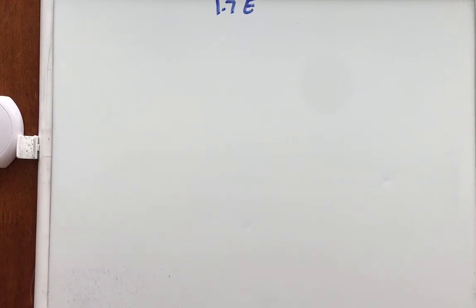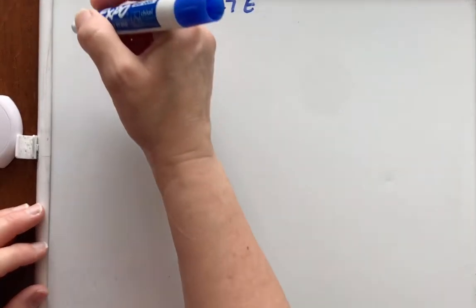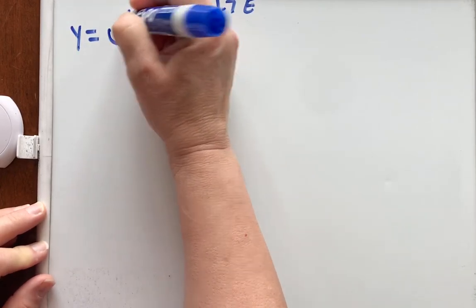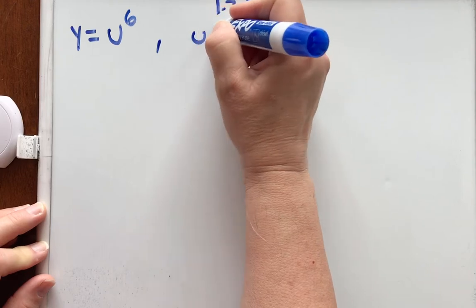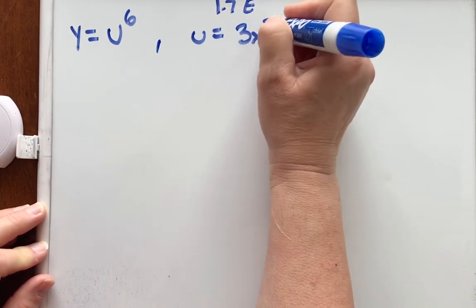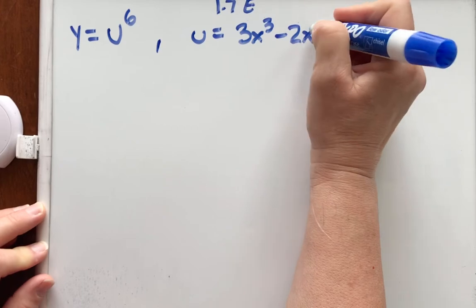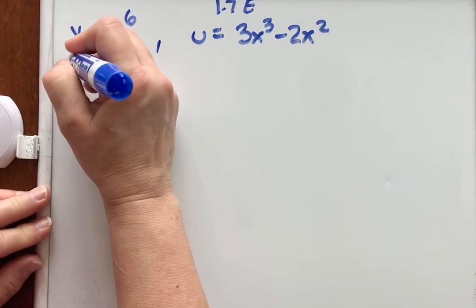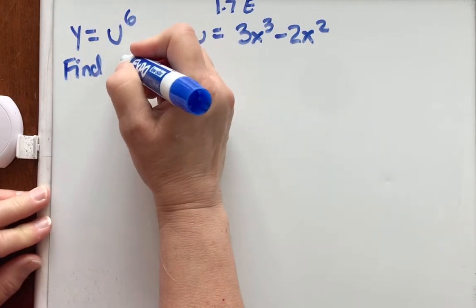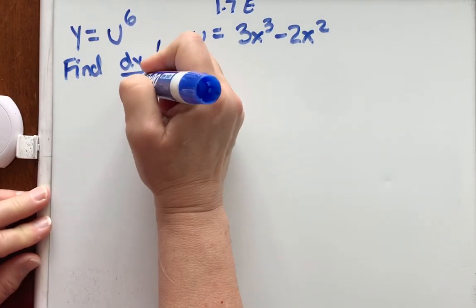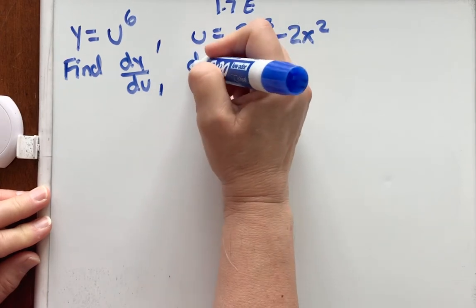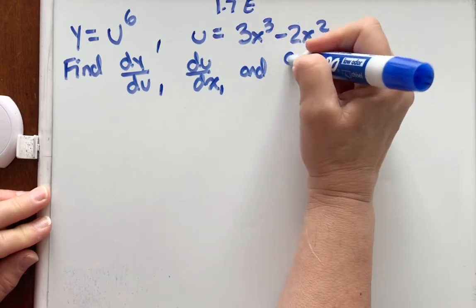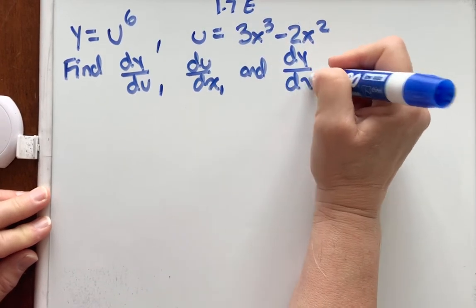In 1.7e, we're going to look at some new things. Given y equals u to the 6, where u equals 3x cubed minus 2x squared, we're going to be asked to find dy/du, du/dx, and dy/dx. Now I'll explain what this means.